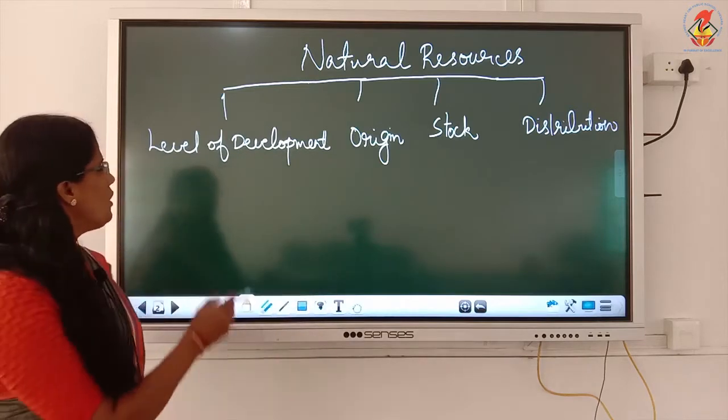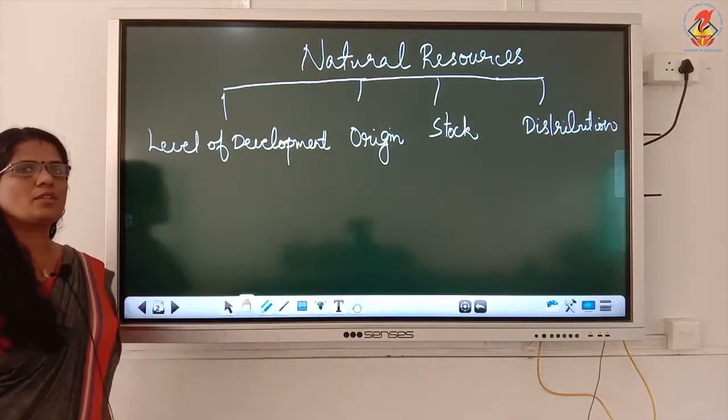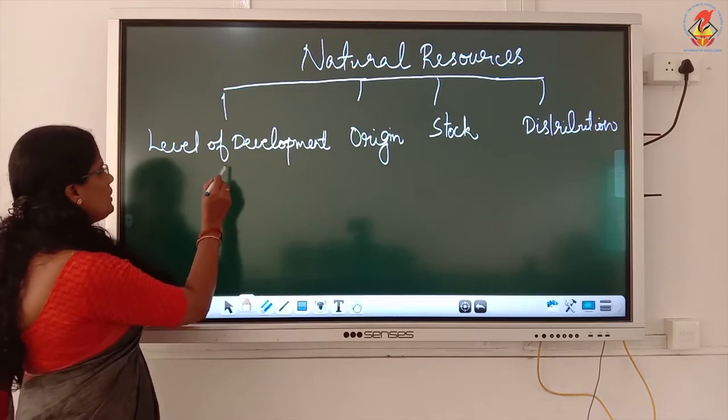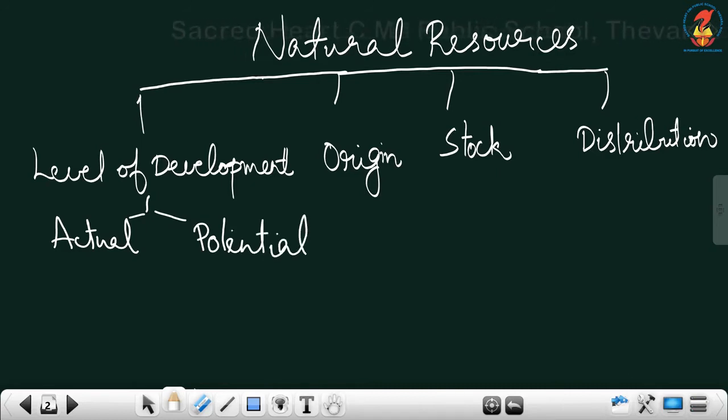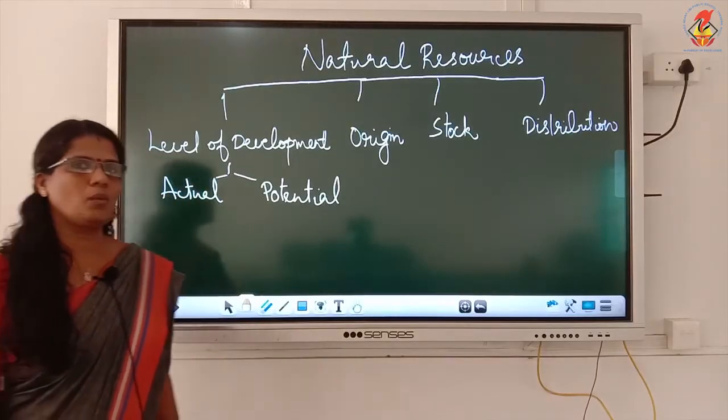Now, on the basis of level of development, natural resources are classified into two types. One is actual, another one is potential. Actual and potential. On the level of development, natural resources are classified into actual and potential resources. Here, actual resources means what?